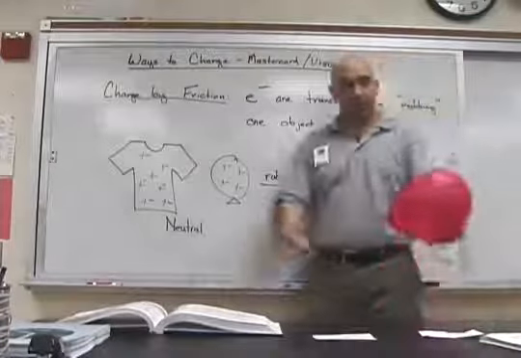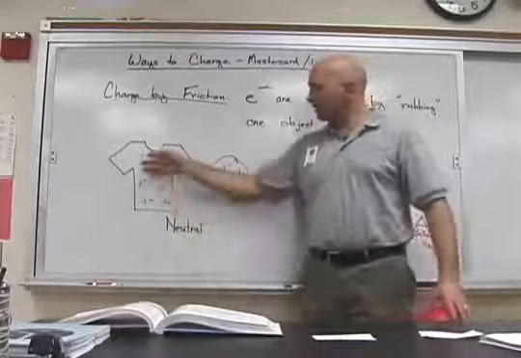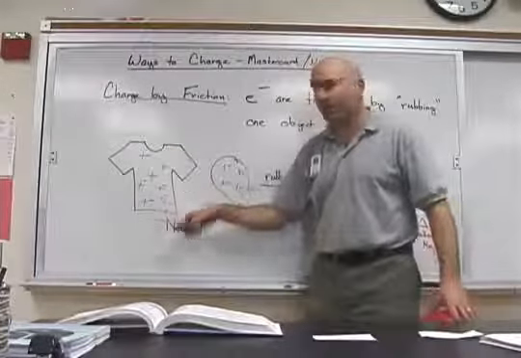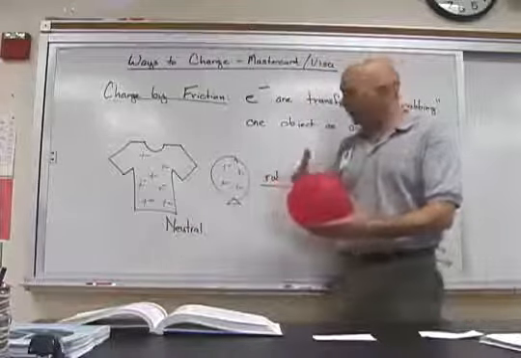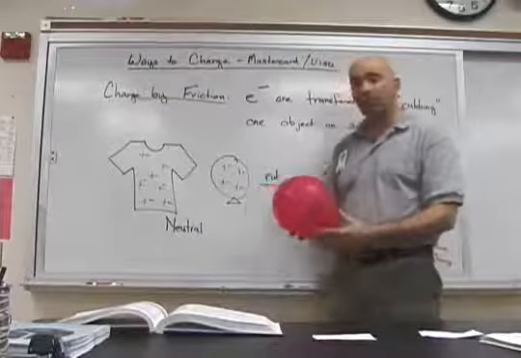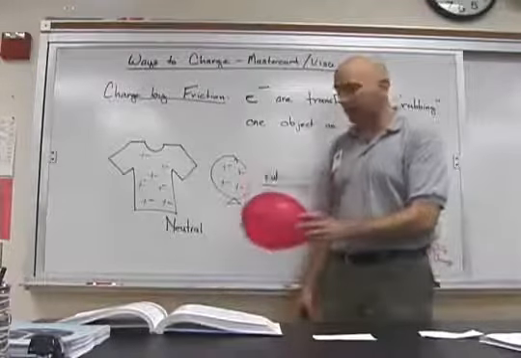Originally, my shirt has about the same number of electrons as protons, and they're pretty evenly distributed. The balloon has protons and electrons in about the same number, and they're pretty evenly distributed. Both of them are neutral at the moment.